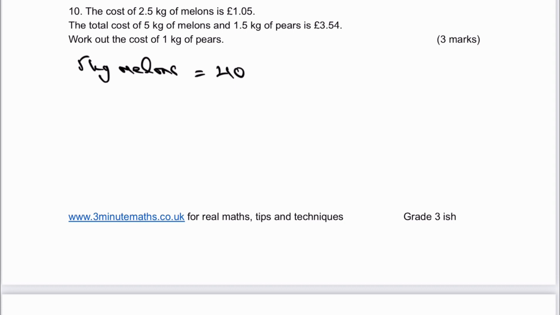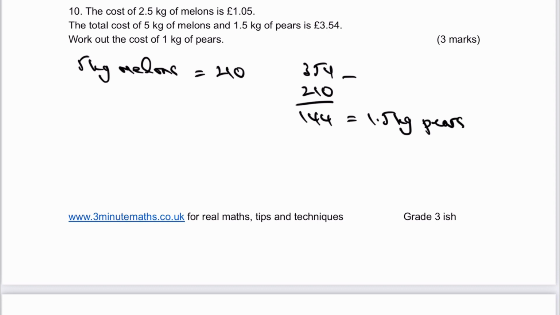Okay, the difference between £3.54, the value, and the 210p for the cost of the melons is going to be the cost of the pears. So basically, I've got 354 minus 210 is going to give us 144, and that must equal 1.5 kilograms of pears. Okay, hopefully that's all right for you.